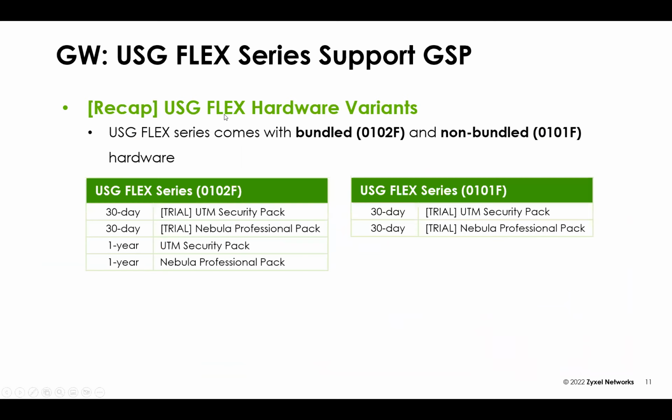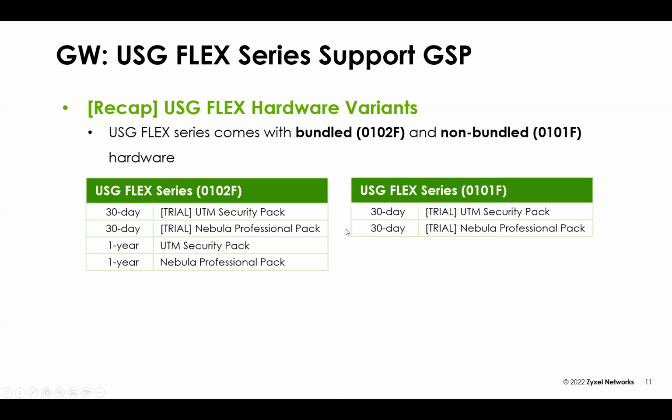Now, when it comes to the USG Flex series, there's different model numbers. You'll see that it comes in a variant. So if you look at the SKU number, you'll see that there is a 0102F and a 0101F. When it comes to the USG Flex series, the 0102F SKU includes the trial of the UTM security pack. It includes a Nebula Professional Pack, and it also includes the 1-year UTM Security Pack with the Professional Pack for Nebula. The USG Flex series with the SKU 0101F only includes the trial for the UTM Security Pack and then the trial for the Professional Pack.